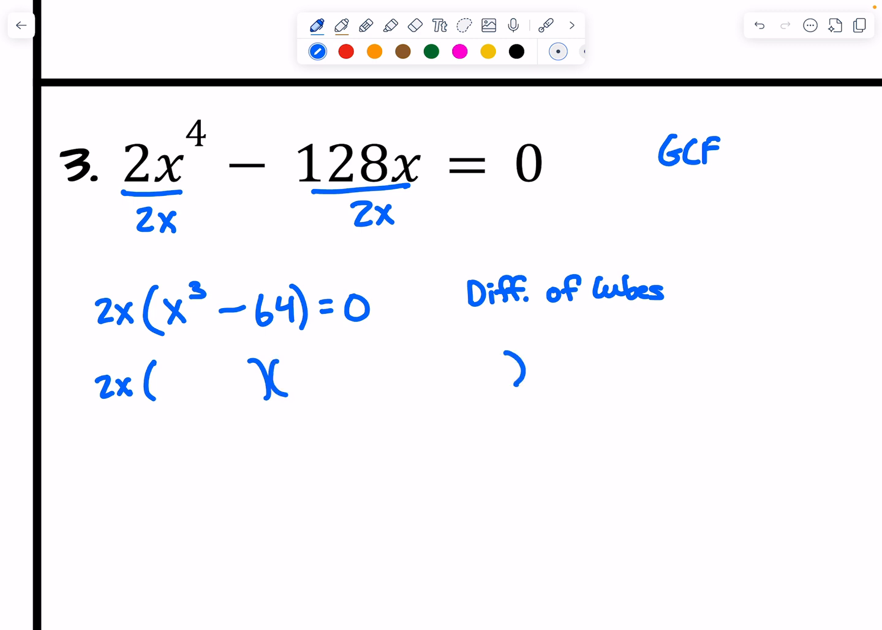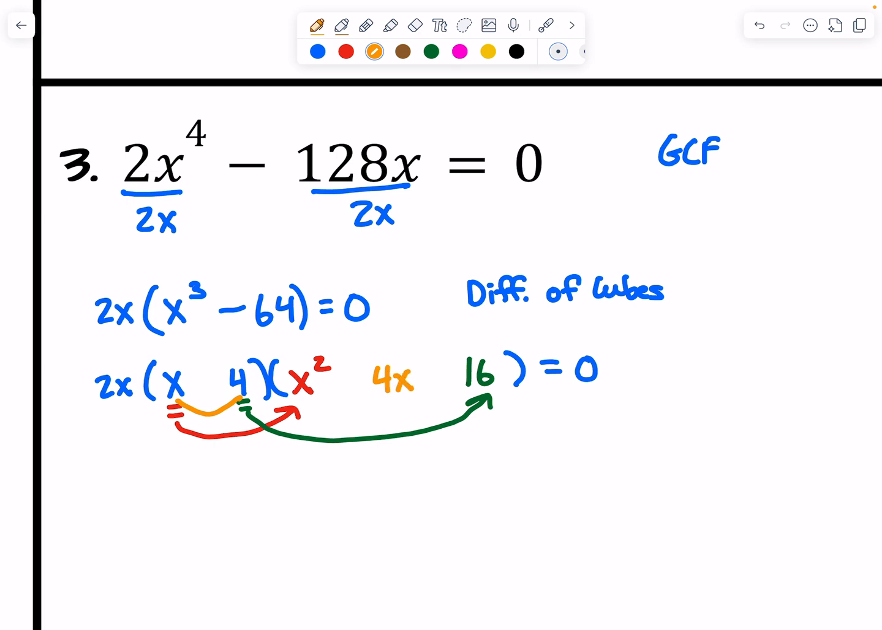So I'm going to set up a binomial and a trinomial factor. I'm going to take the cube root of x cubed, and I get x. The cube root of 64 would give me 4. Then I have to square the first term to get the first term in my trinomial, so that'll be x squared. I have to square the last term in the binomial to get the last term in the trinomial, so that's 16. And then I have to multiply them together and put that term in the middle, so that'll just be 4x. Then my signs always follow a pattern. So if I started with negative, then I know my signs are going to be minus, plus, plus. So I'm going to put a minus in the binomial and 2 positives in my trinomial.